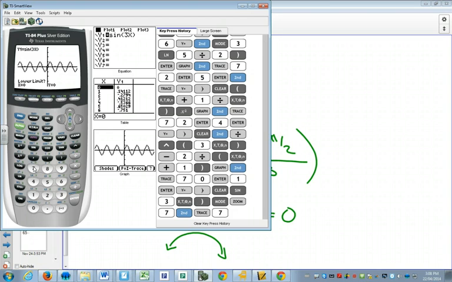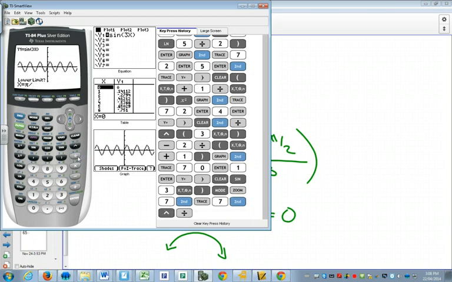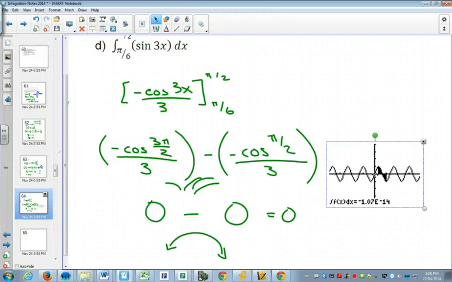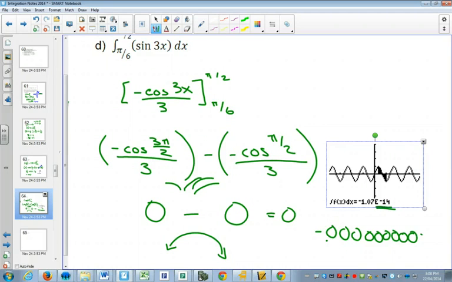Pi over 6 as my lower value, and then pi over 2 as my upper value. This one gave an answer of negative 1.07 e to the minus 14. First of all, what does the e to the minus 14 mean? That means a lot of decimal places: 13 zeros, then 1, 0, 7.